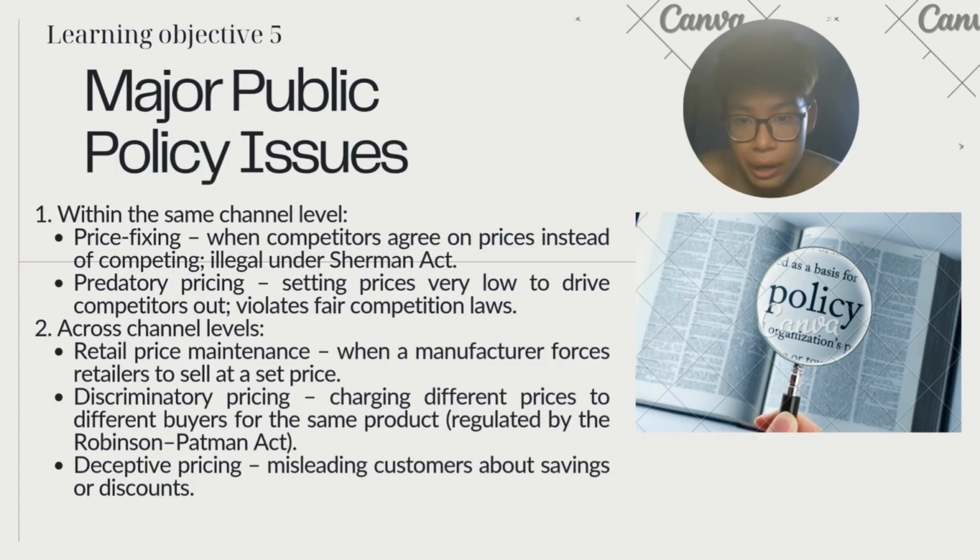There are two main areas of pricing laws within the same level. Price fixing and predatory pricing are illegal because they limit fair competition. Across different levels, retail price maintenance, price discrimination, and deceptive pricing can also harm customers and competitors. These laws help keep the market fair and transparent for everyone.